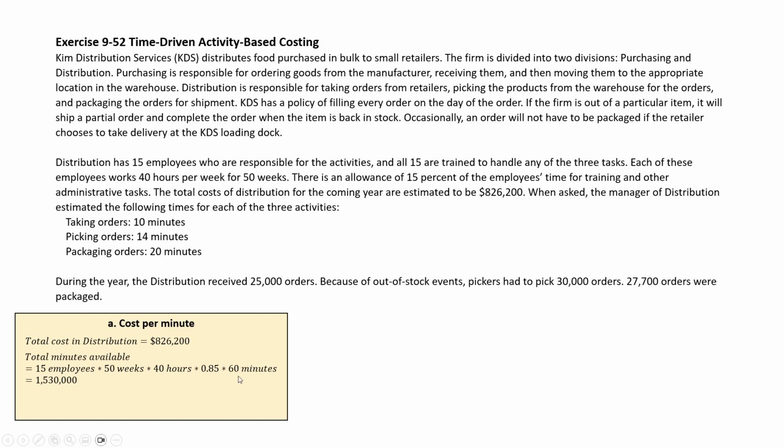One thing that's often missed is many people stop here. That would give us total hours available. I also need to multiply it times 60 minutes per hour. That would give me total minutes available based on these facts of 1,530,000. So if I take the cost of distribution of 826,200 divided by 1,530,000 minutes, I get an estimated cost of 54 cents per minute.